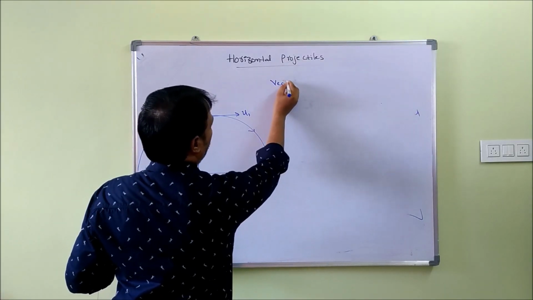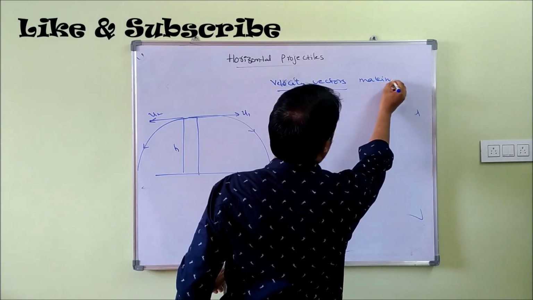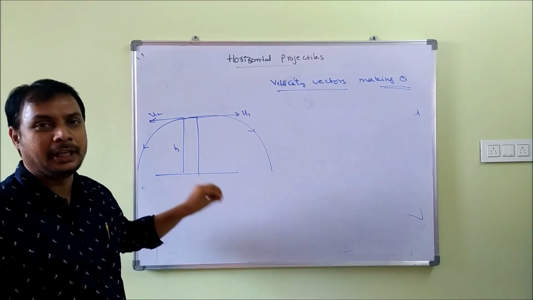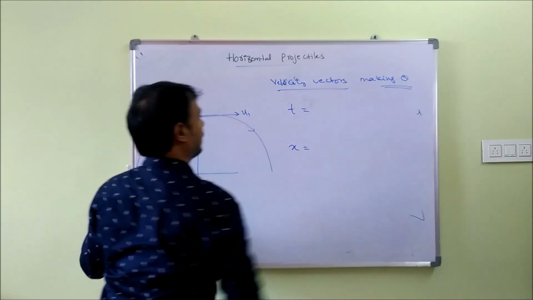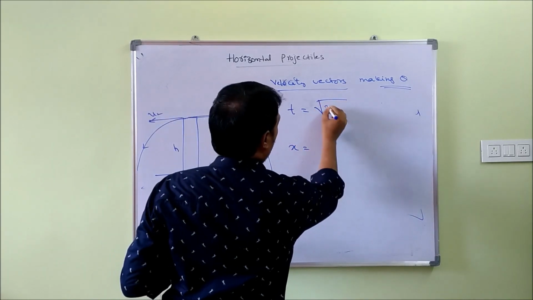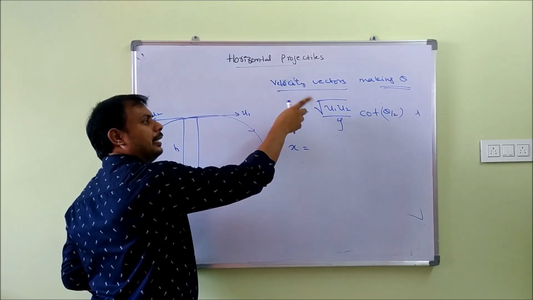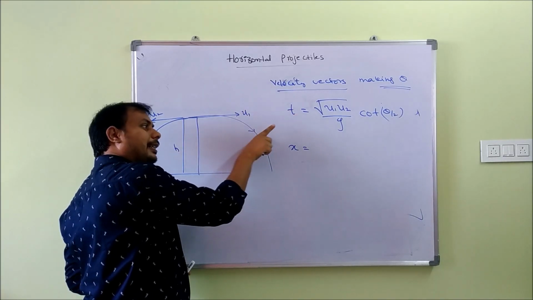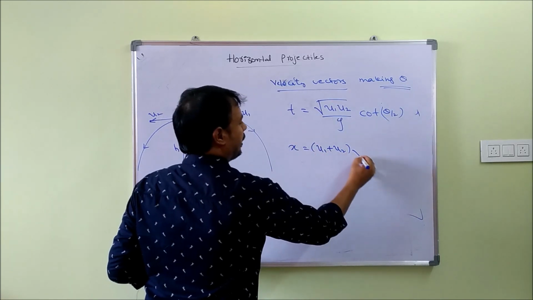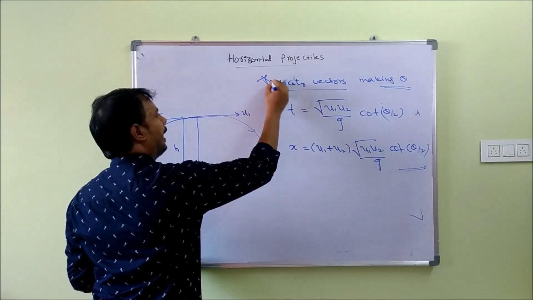When the velocity vectors of those two bodies make an angle theta with respect to each other, the time as well as distance: velocity vectors are making angle theta with respect to each other at the time t equal to root over u1 u2 by g cot theta by 2. At this time the angle between the velocities of those two bodies is theta, and at that time the distance between these two bodies x is equal to (u1 plus u2) velocity into time, which equals u1 u2 by g cot theta by 2. This is for velocity vectors.